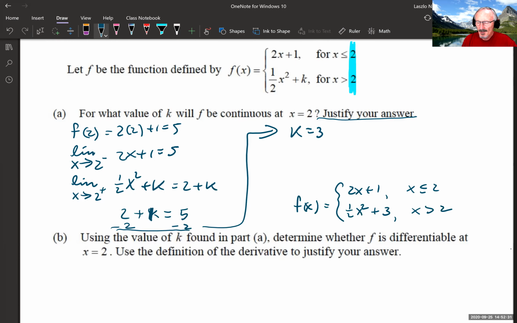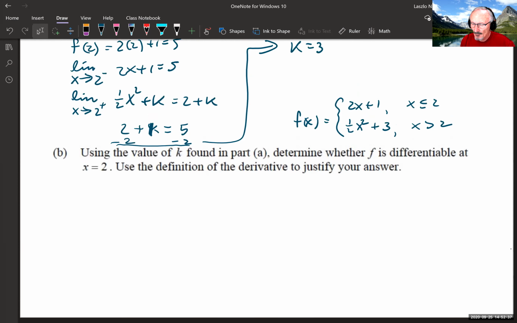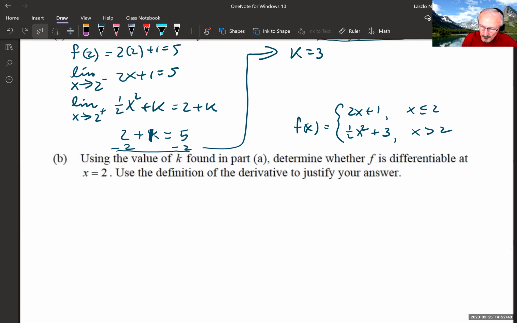Okay, so they're asking us to use the definition of the derivative. That means that we are going to look at the following: the limit. Now remember, this is the numerical derivative at a point, namely x equals 2. So we're looking at the limit as x approaches 2 from the left, and we have 2x plus 1 minus the value of the function at that point, and I think we determined that that was 5, over x minus 2.